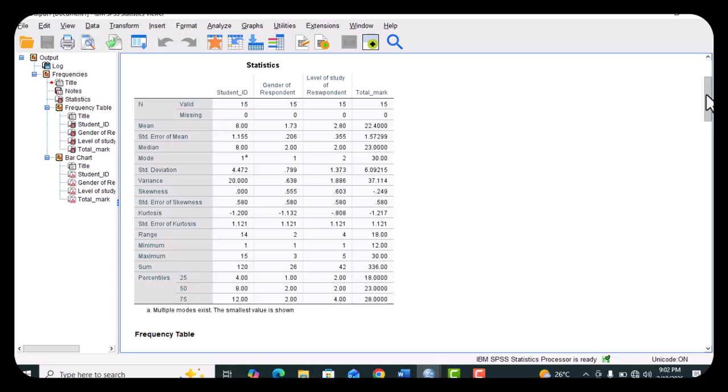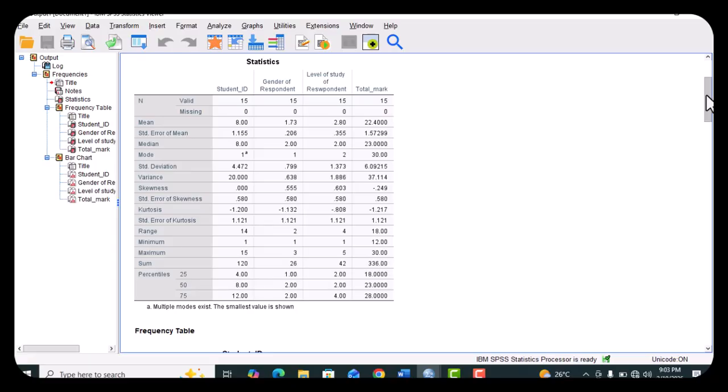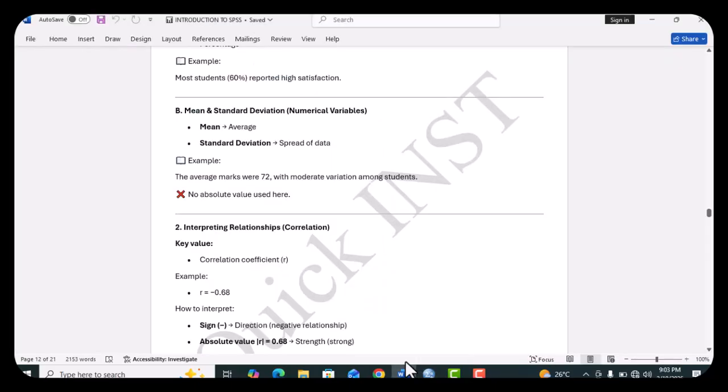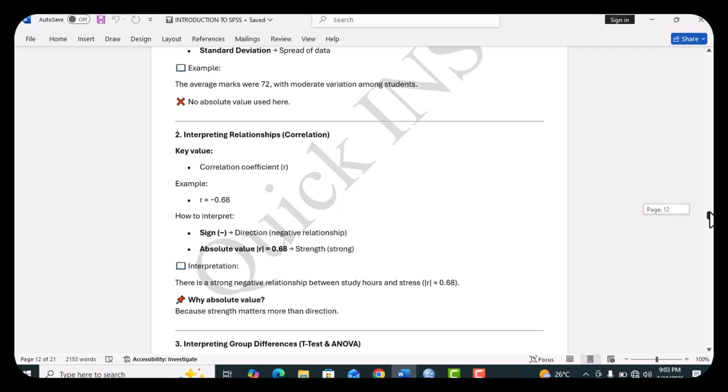You just interpret this table. We have the mean for the student ID to be 8.0 and the mean for the general respondent to be 1.3, and you just interpret with that. The total mark we got is 22.4. We just interpret the standard error, mean, median, the mode, the standard deviation, and we brought out skewness and kurtosis here, so you interpret that one too. So interpretation is not that hard when you know the concept.